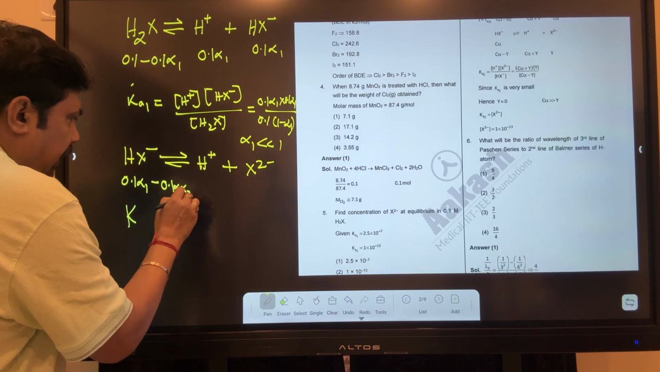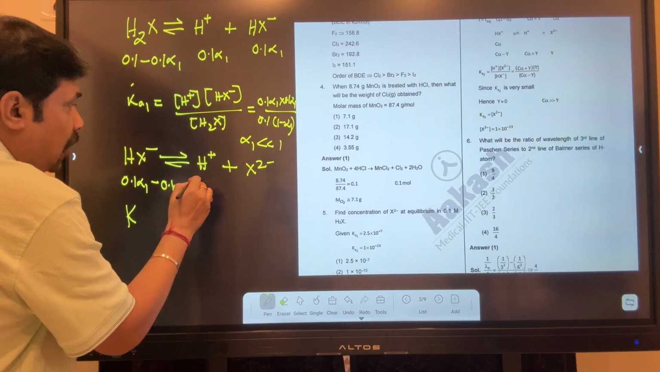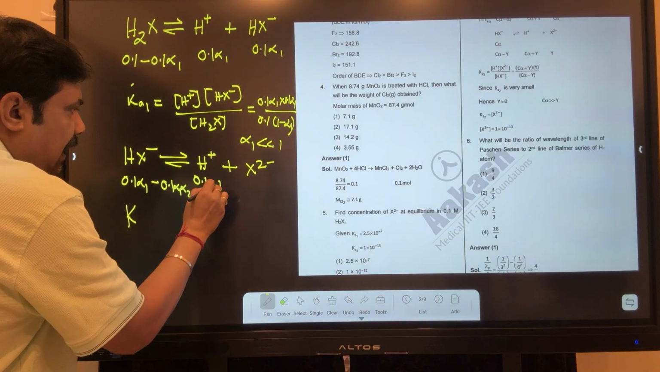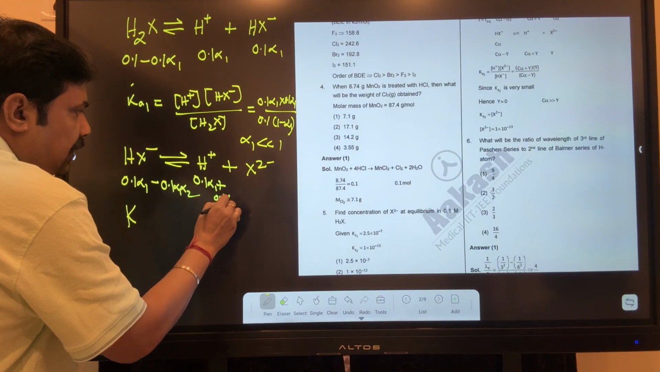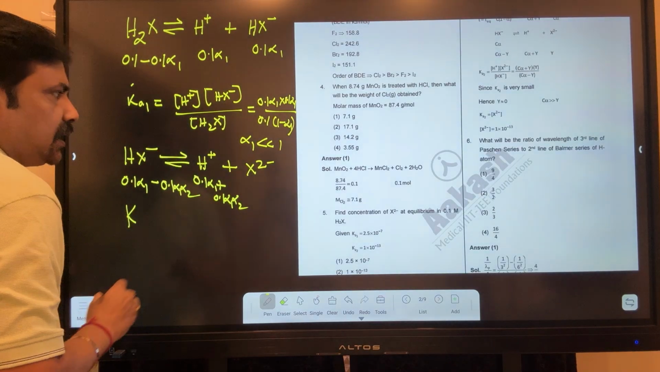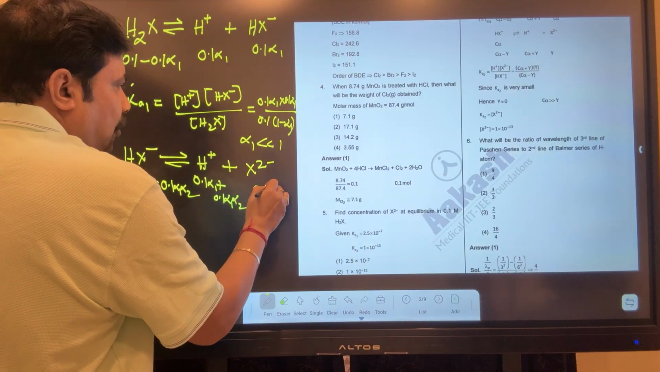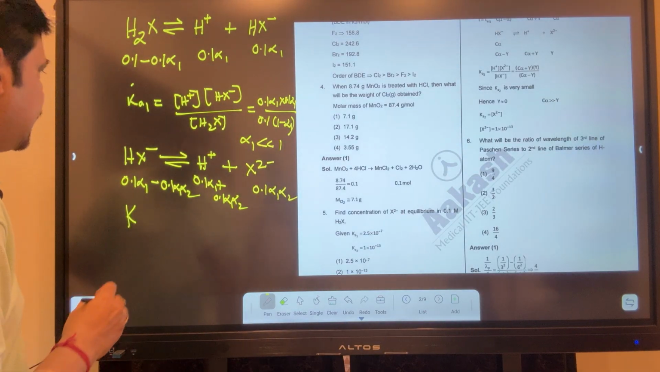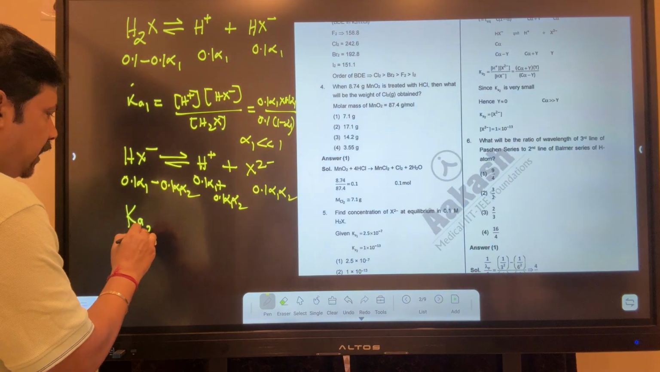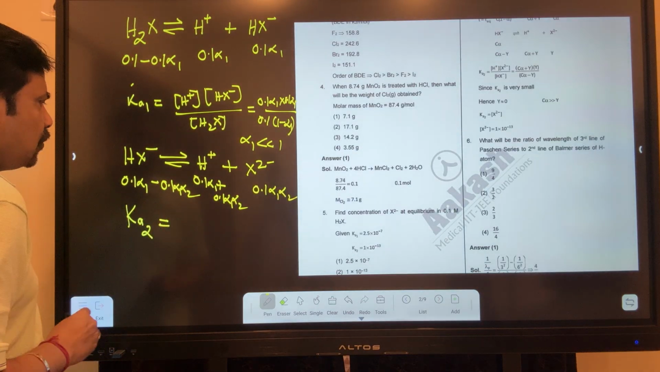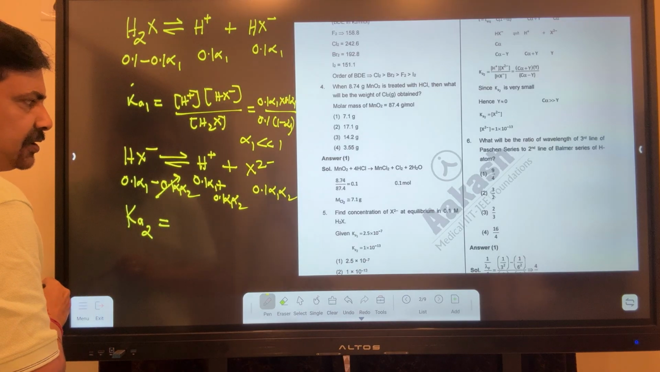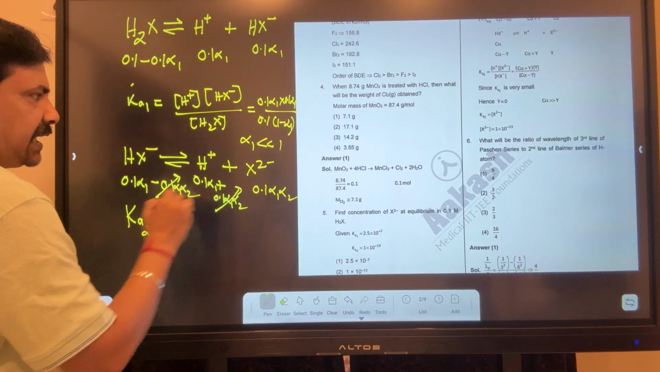0.1 alpha 1 alpha 2. Here H plus already you have 0.1 alpha 1 plus 0.1 alpha 1 alpha 2. Now X2 will be equals to 0.1 alpha 1 alpha 2. Now if you look at K2 will be equals to, if I write down this expression, now with respect to 0.1 alpha 1 I am neglecting, this is very small with respect to this one.